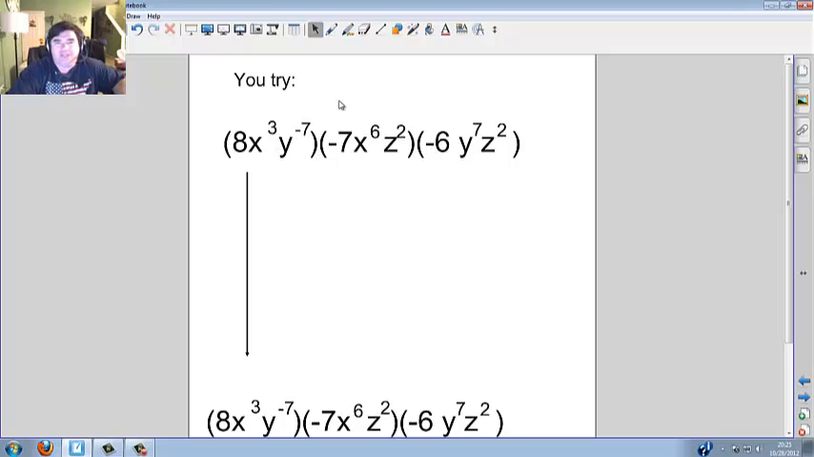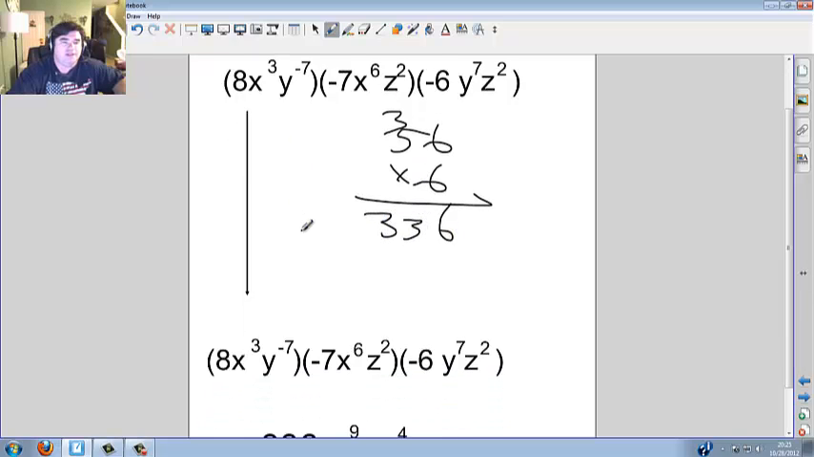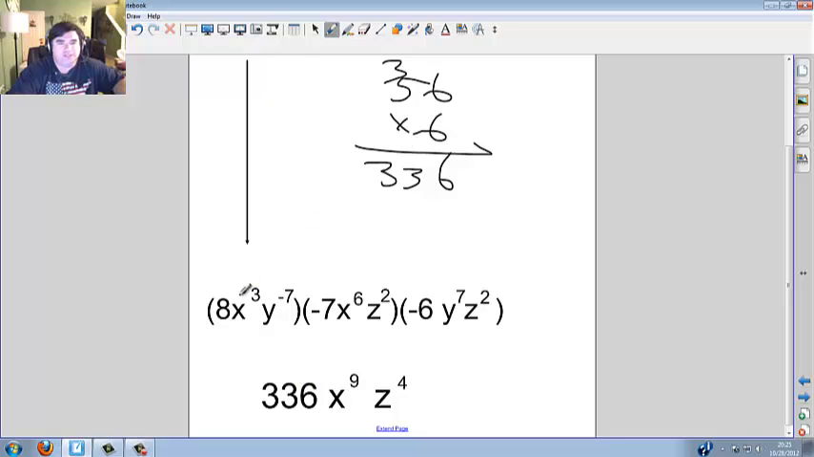Negative and negative make a positive, times a positive makes a positive, so it's going to be a positive answer. Well, let's see. 8 times 7 is 56, times 6. 6 times 6 is 36, carry the 3. 6 times 5 is 30, plus 3 is 33, so I'm getting 336 for there. Let's take a look. So 336.